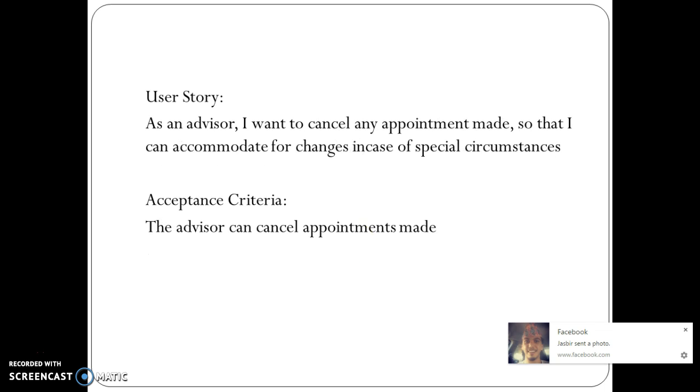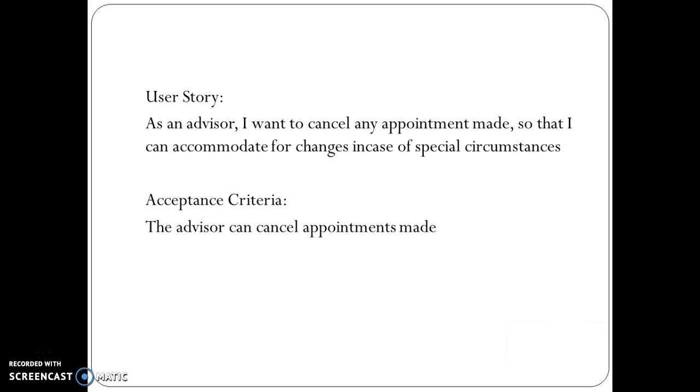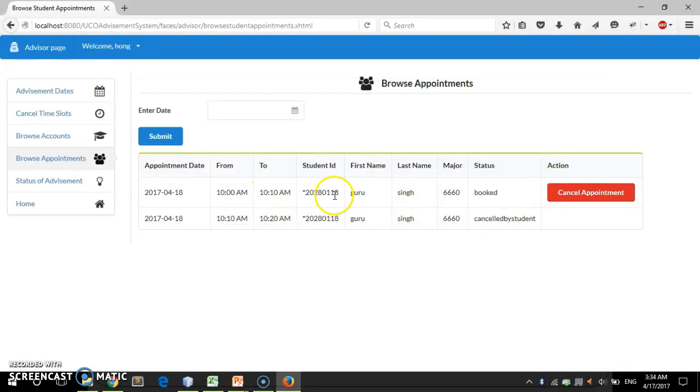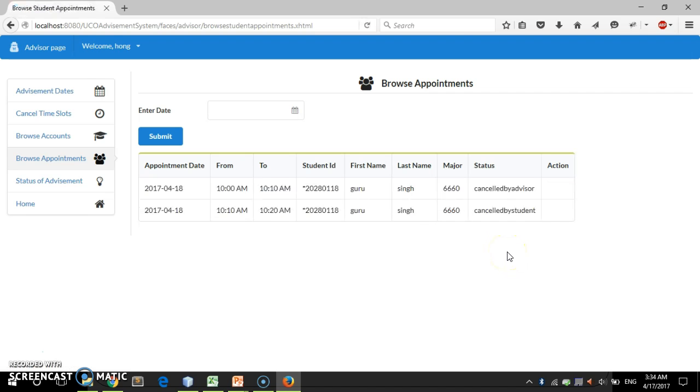As an advisor, I want to cancel any appointment made so that I can accommodate changes in case of special circumstances. The acceptance criteria: the advisor can cancel appointments made. So let's cancel the appointment made by me for 10:10 to 10 a.m. It's cancelled. See, cancelled by the advisor.